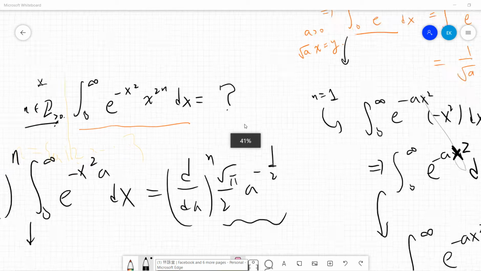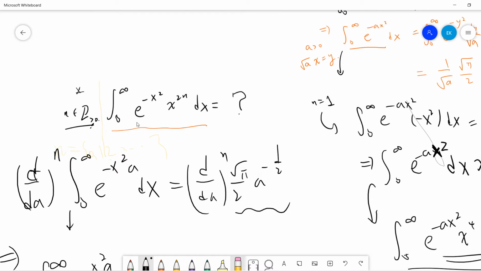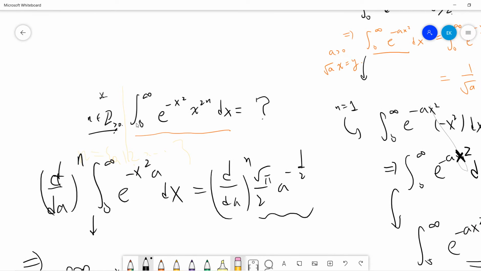So in this video, I'm trying to compute this integral. The reason is that this is very famous, and I have already encountered it so many times. So in this video, I will just use the standard integral technique. I will not use the thing called the gamma function.